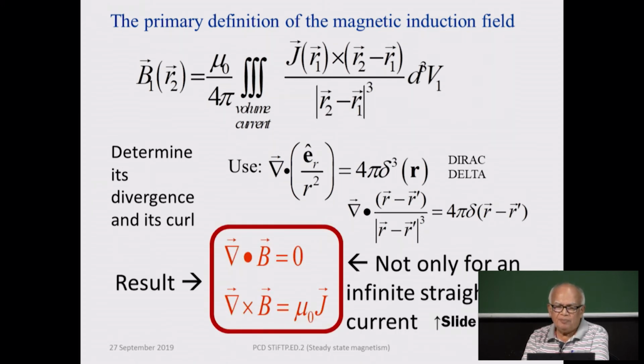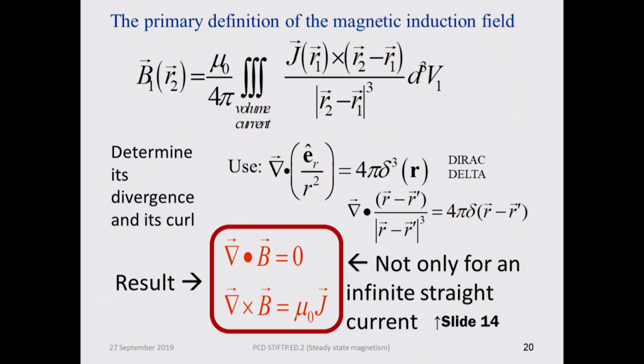So, let us do that. It will turn out that the divergence of B always turns out to be 0 given the Biot-Savart law, no matter what is the shape and size of the current element. Okay? And also the curl of B is always mu 0 times j, no matter what is the shape and size of the current element. So, these are universal laws. These are much more powerful than just the Ampere's law, which is of course valid, which is correct, but for an infinite straight wire. All right.